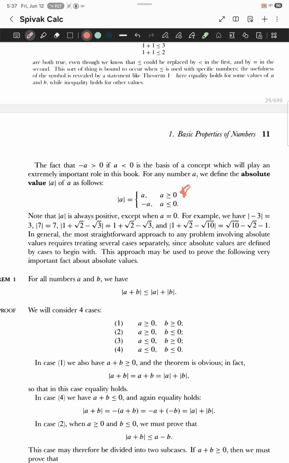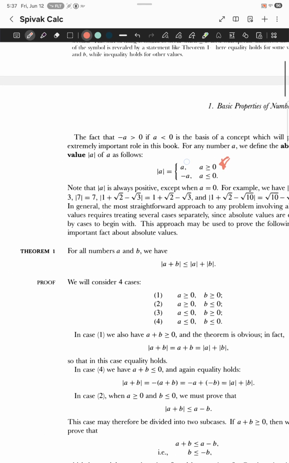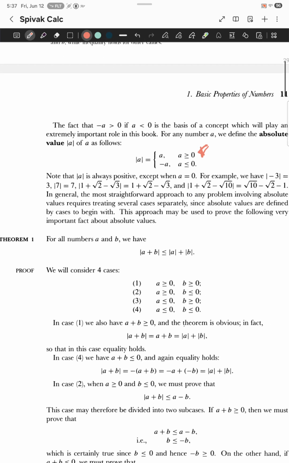In general, the most straightforward approach to any problem involving absolute values requires treating several cases separately, since absolute values are defined by cases to begin with. This approach may be used to prove the following very important fact about absolute values. For all numbers a and b, we have the absolute value of a plus b is less than or equal to the absolute value of a plus the absolute value of b.